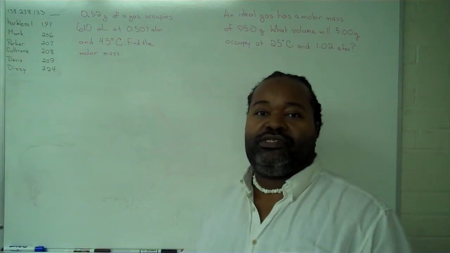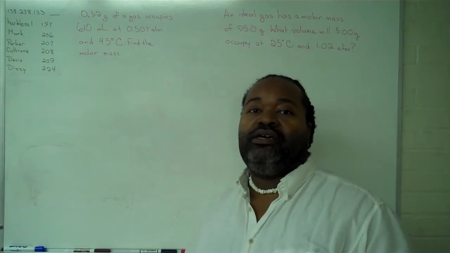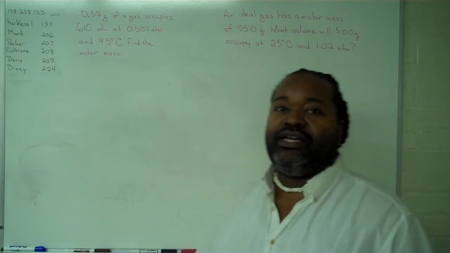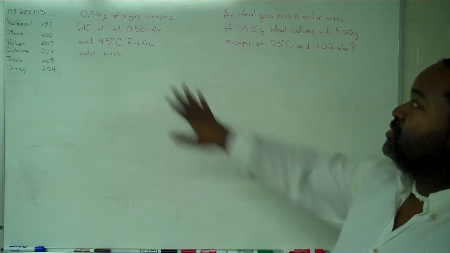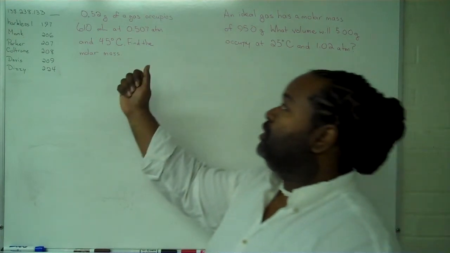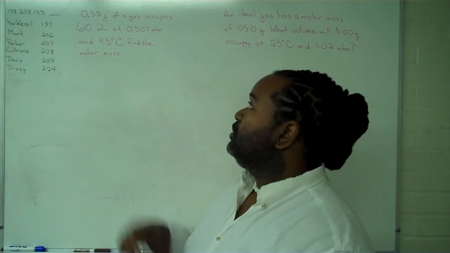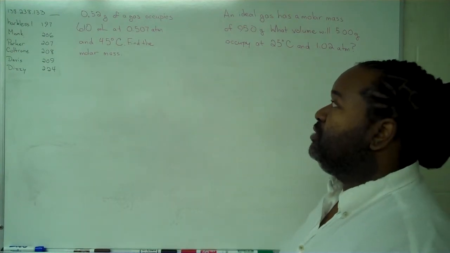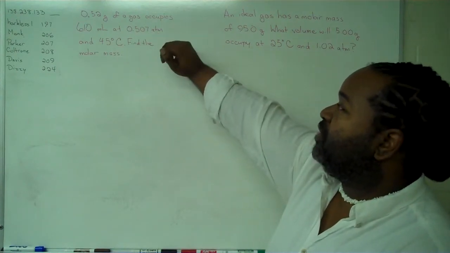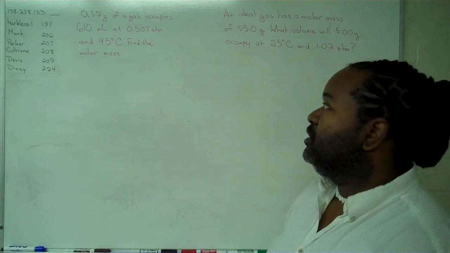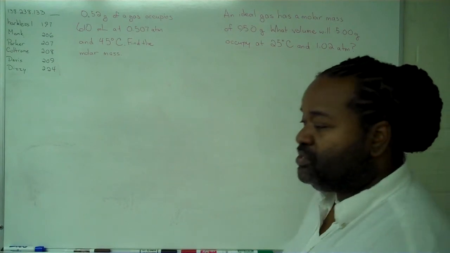This instructional video is designed to show you how to apply the concept of molar mass in the context of an ideal gas law problem. And so here we have two different situations. We'll work on the first one and then the second. So here we have 0.52 grams of a gas occupying 610 milliliters at 0.507 atmospheres and 45 degrees Celsius. The question is to find the molar mass.